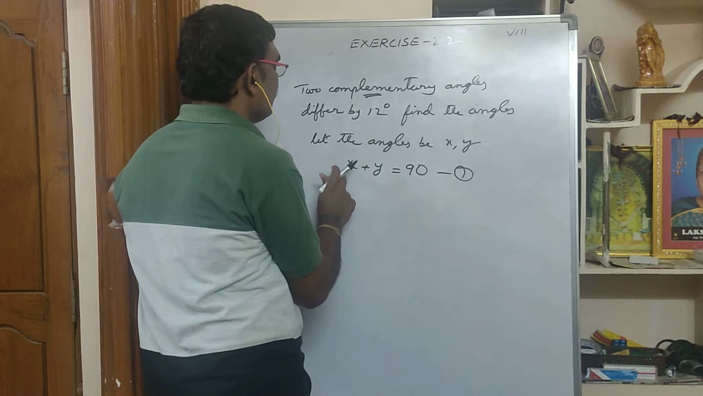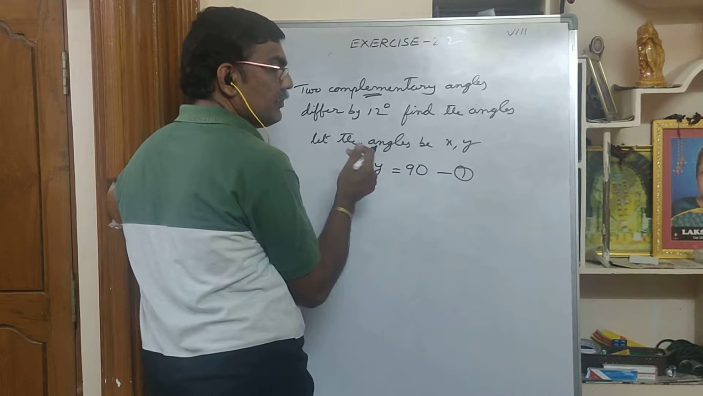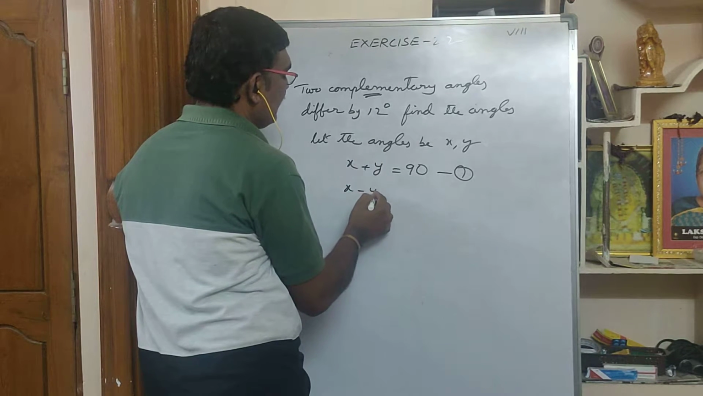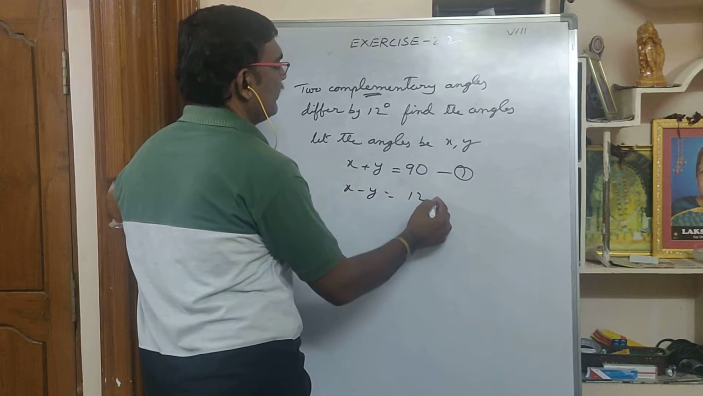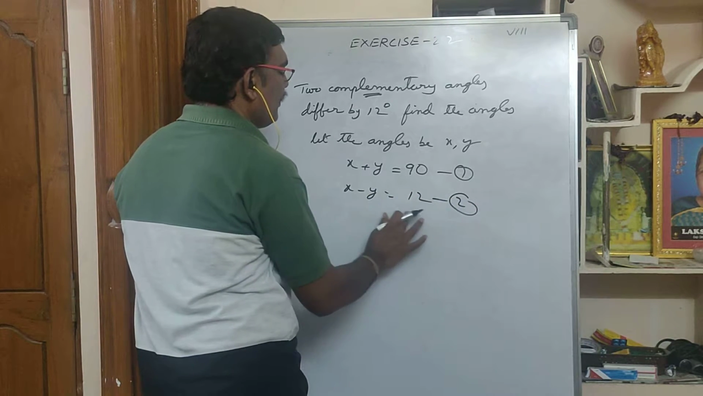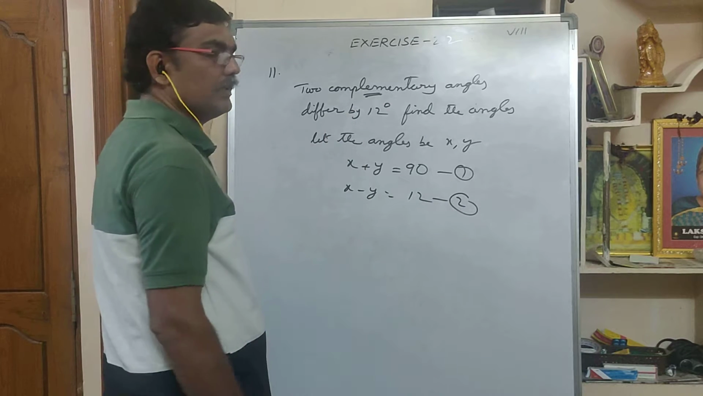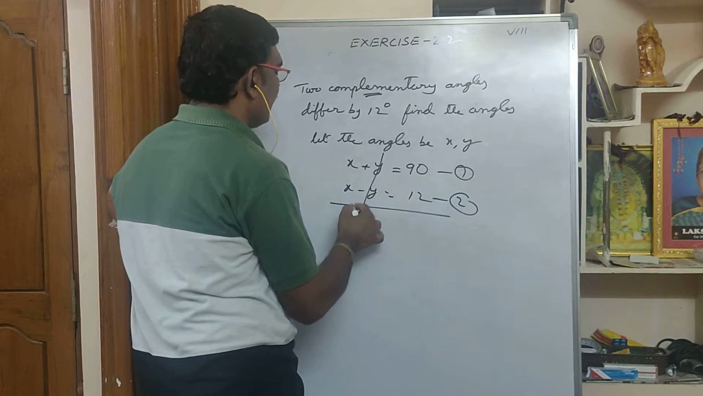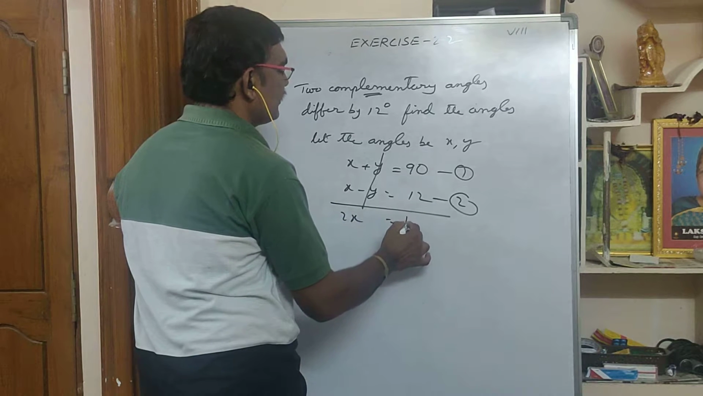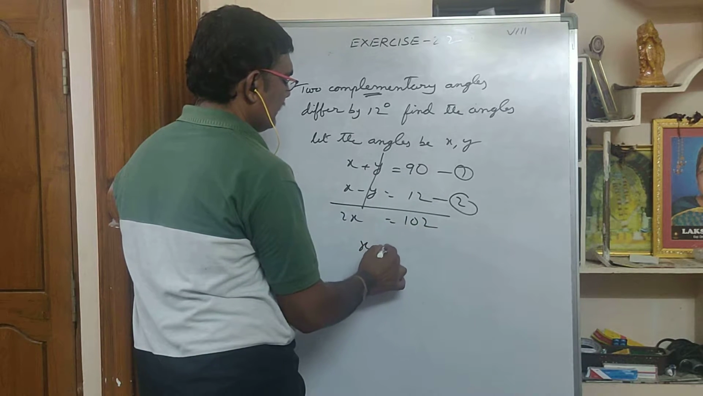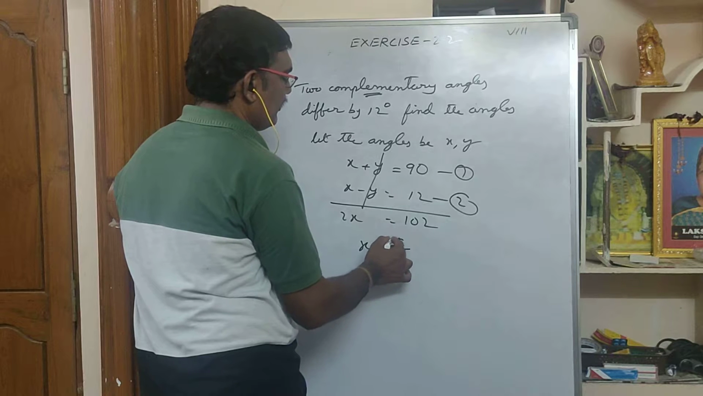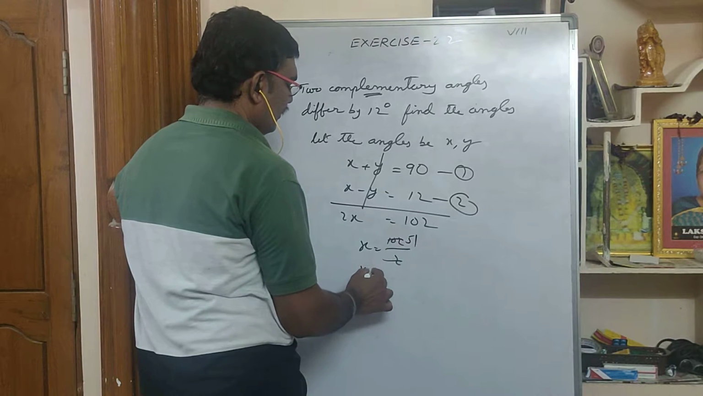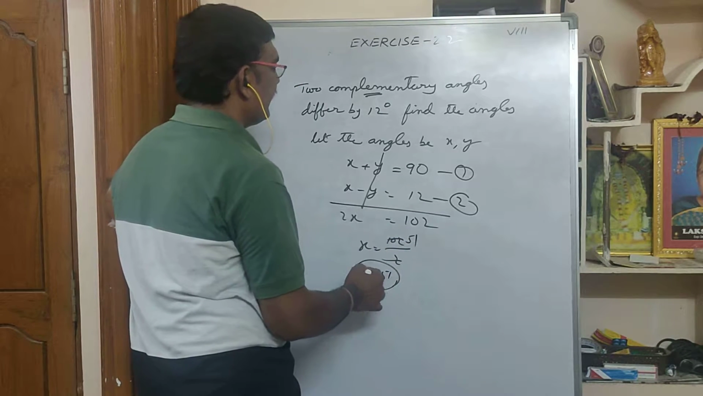Their difference means one is the greater angle, one is the smaller angle. x minus y is equal to how much? 12 degrees, from the given. So if you add these two, y will be cancelled, and 2x is equal to 102, x is equal to 102 by 2, it is 51. So one angle you got as 51 degrees.